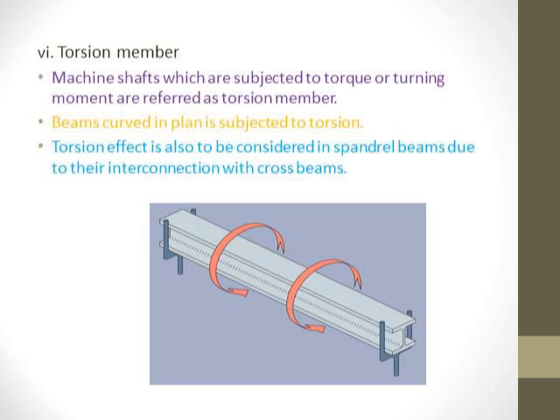Now coming to the next, torsion members. Machine shafts which are subjected to torque or turning moment are referred to as torsion members, and beams which are curved in plan are subjected to torsion. Here a figure is shown illustrating the torsional effect. Torsion effect is also considered in spandrel beams due to their interconnection with the cross beams. So these were the different types of structural members which were discussed.